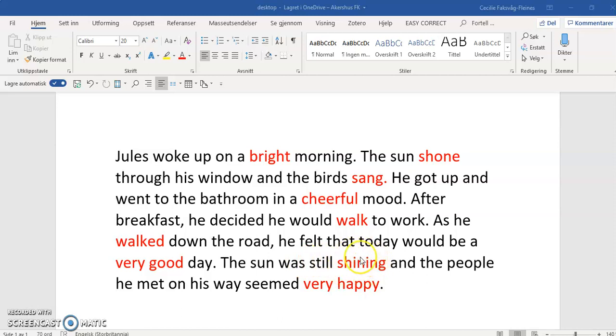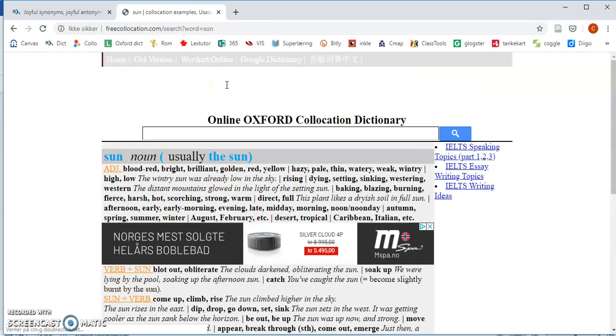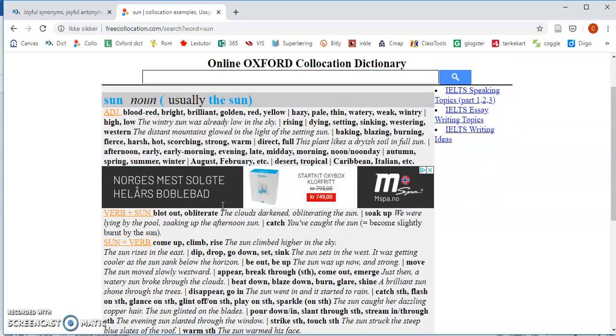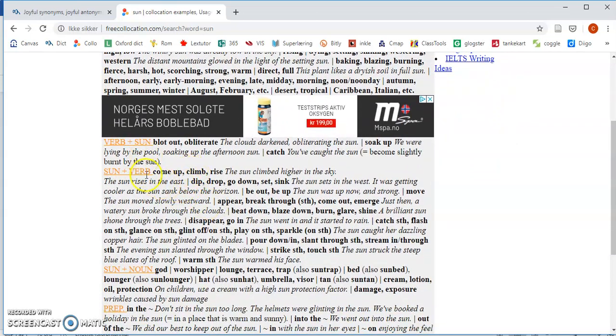Here, to find an alternative through the collocation dictionary, I have to look up the subject. What is it that's shining? Well, it's the sun. So I have to go to the collocation dictionary and look up the sun to find verbs that are used together with sun. Now, first, you see the adjectives, but this time I'm looking for a verb. And I had the sun was shining. Here you see sun plus verb. So I have come up, climb, rise.